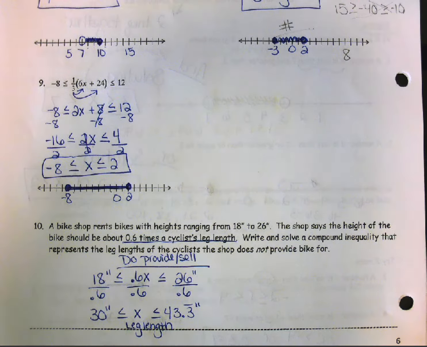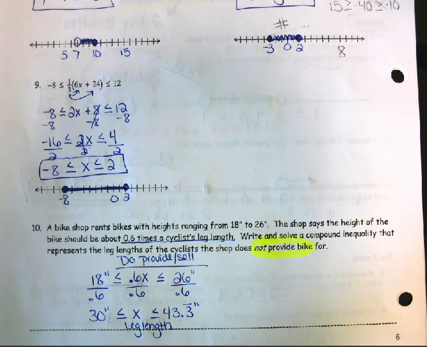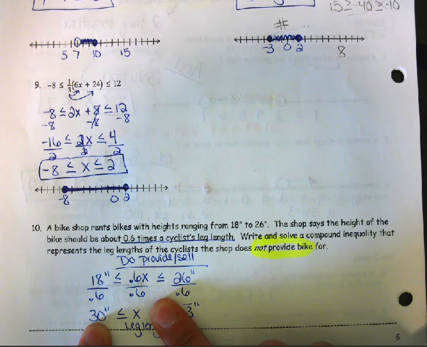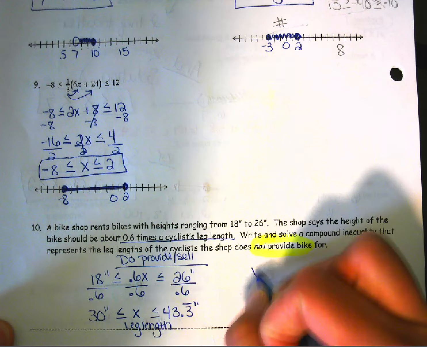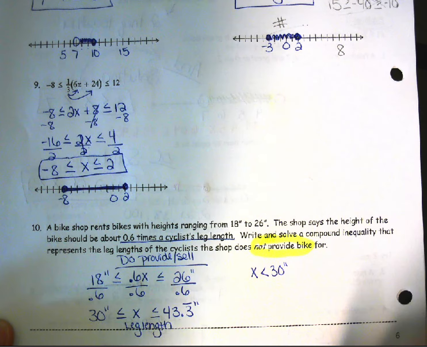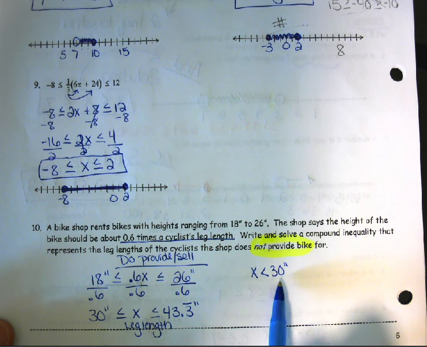But up here it says, what do they not provide for? So let's take a look at this. If you're above 30, you're good. So what happens if you're below 30? No bike for you. So they do not provide for people if your leg length is below 30 inches. Now, 29.9, no go. But if you're 30, you're good.